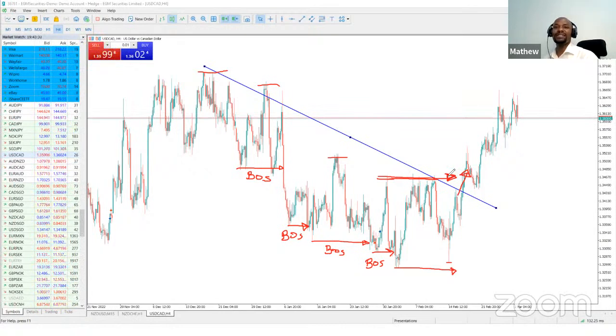So this is what we call CHoCH, change of character, right? Yeah, that's a change of character at this point. So once you have this change of character, this indicates a likely change of the direction of the market to the upside. So this is what I am saying.